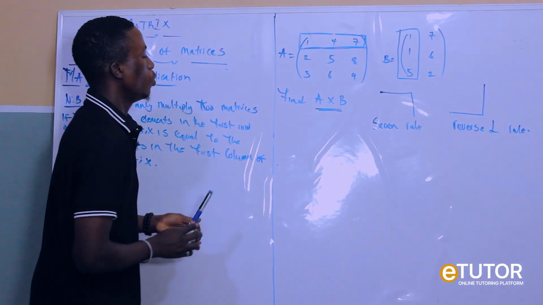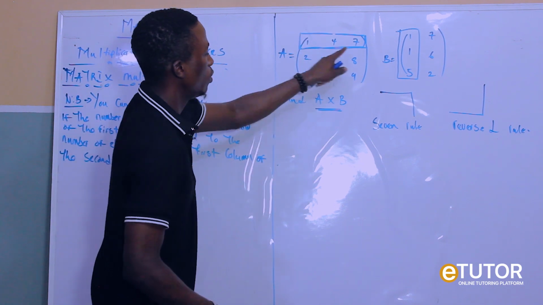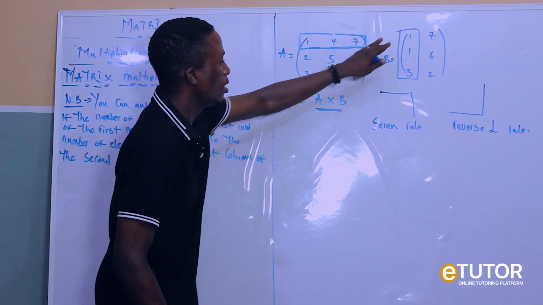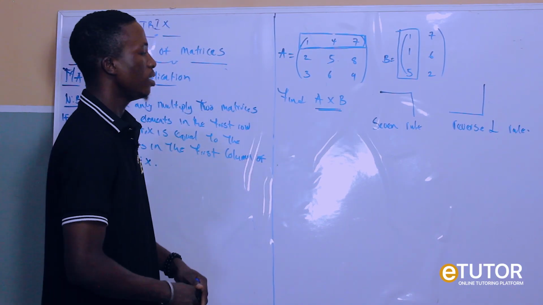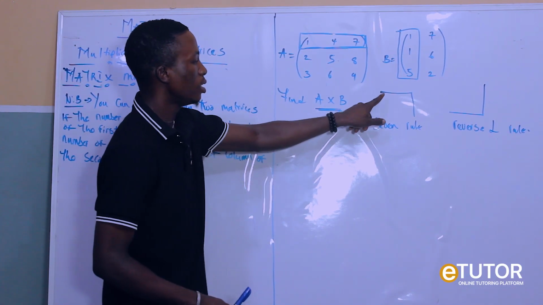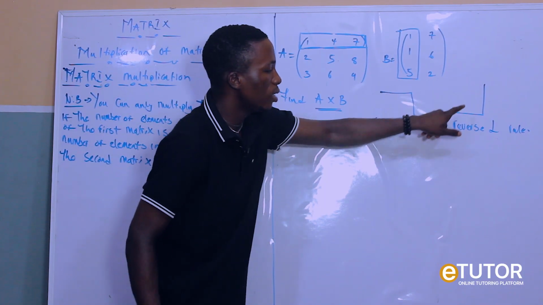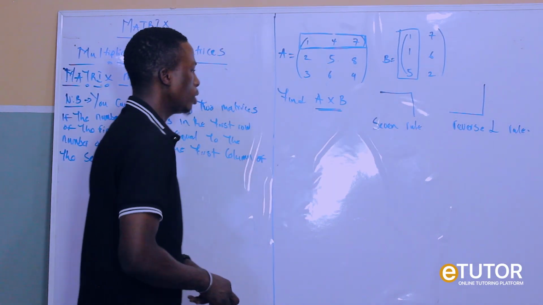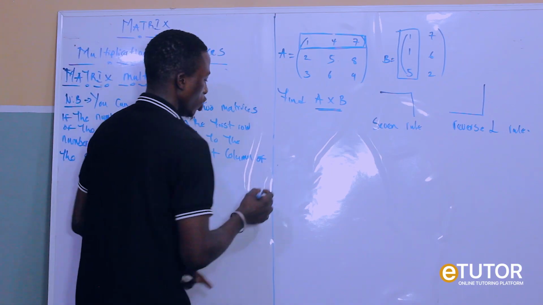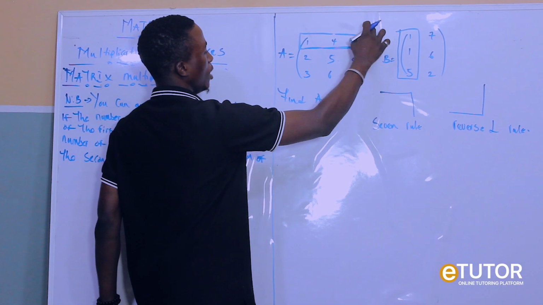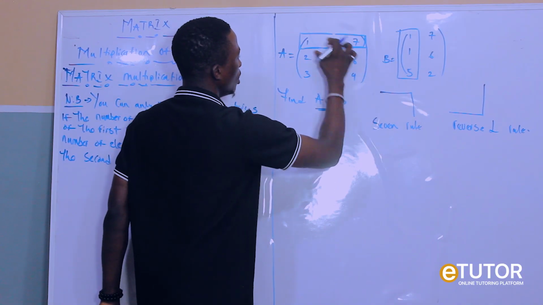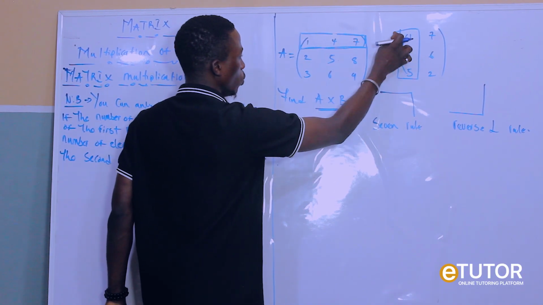Now, we're given these two matrices, 1, 4, 7, 2, 5, 8, 3, 6, 9. We're asked to find A multiplied by B. I said we are going to follow two rules, the 7 rule and the reverse L rule. So let us multiply these two matrices. We've determined that we can multiply them because the number of elements here, 1, 2, 3, equals the number of elements here, 1, 2, 3.